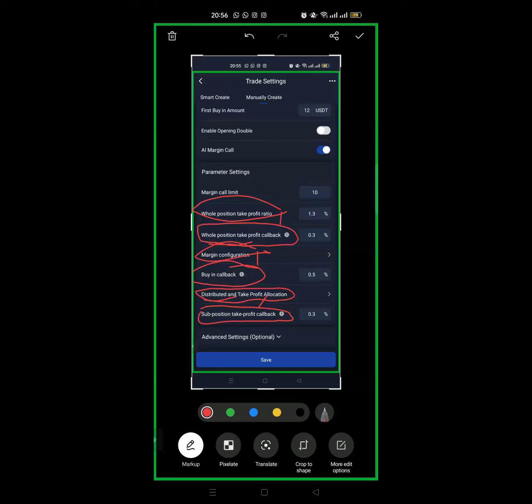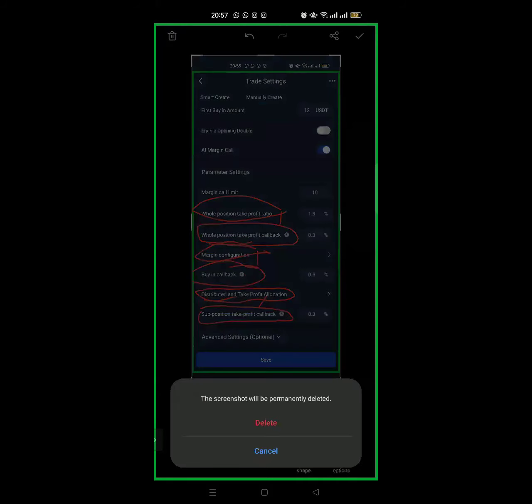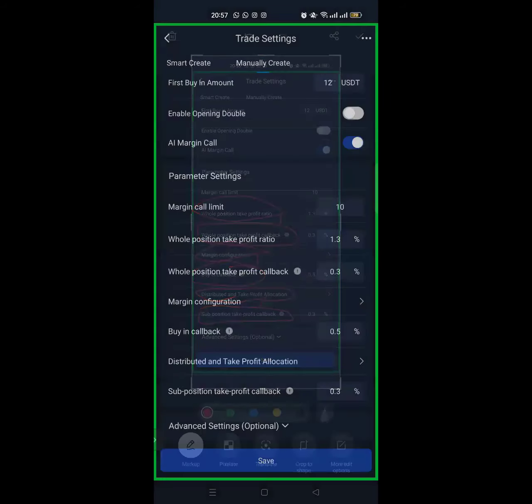So do we understand? Hold position take profit callback works with hold position take profit ratio. Your buy-in callback, which is the buys, works with your margin configuration. And then sub position take profit callback works with distributed take profit allocation. I'm going to explain how they work.